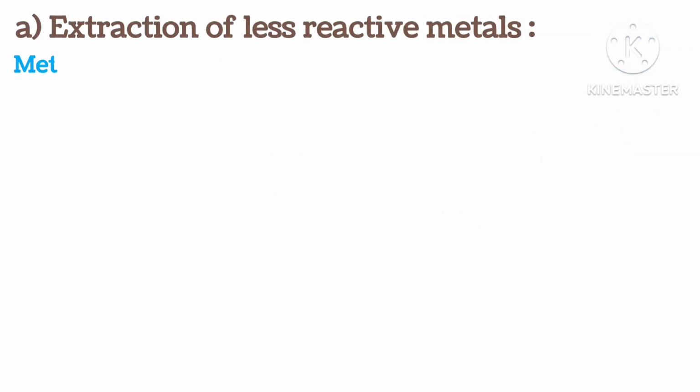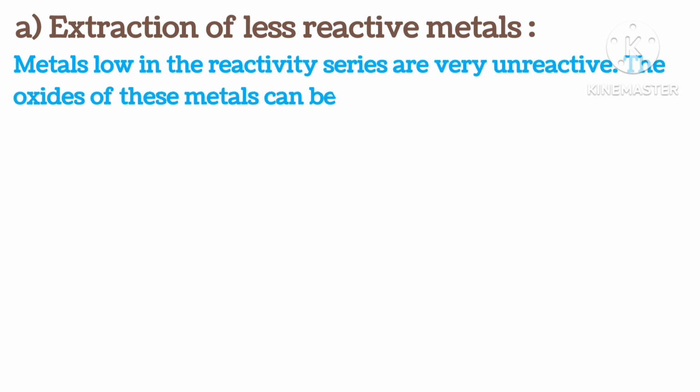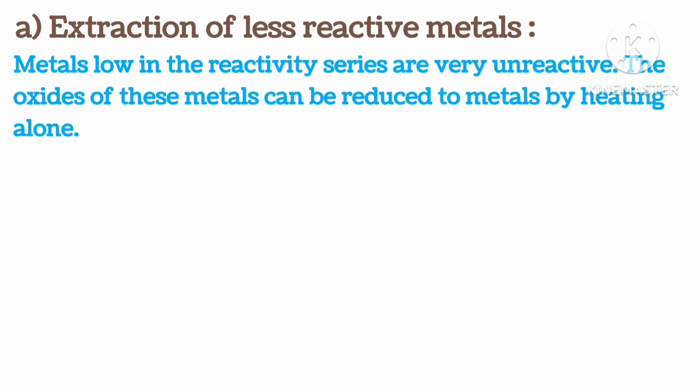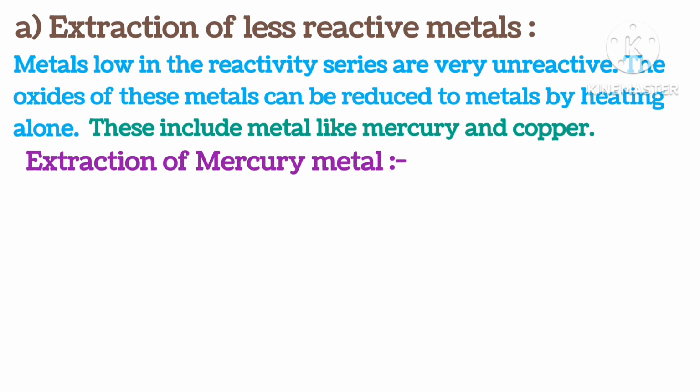Extraction of less reactive metals. Metals low in reactivity series are very unreactive. The oxides of this metal can be reduced to metal by heating alone. These include metals like mercury and copper. Extraction of mercury metal.